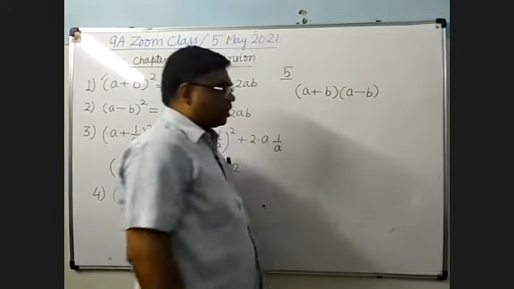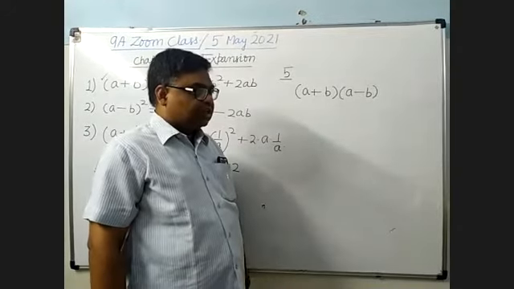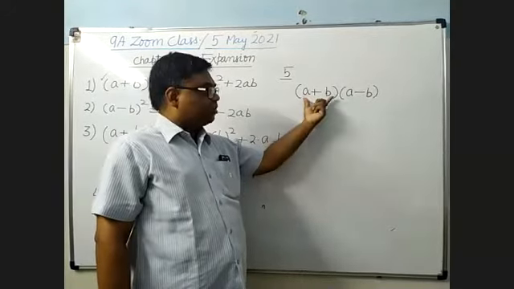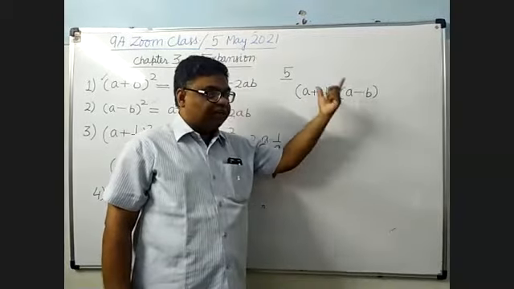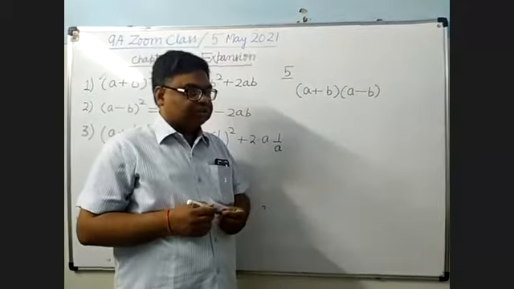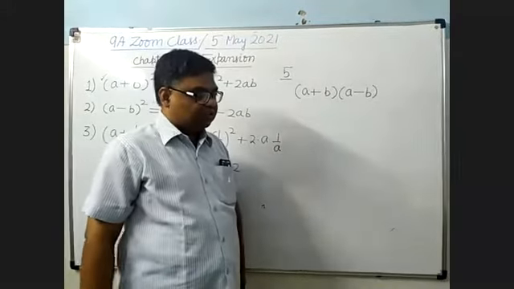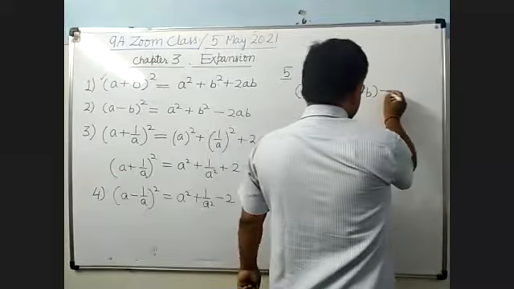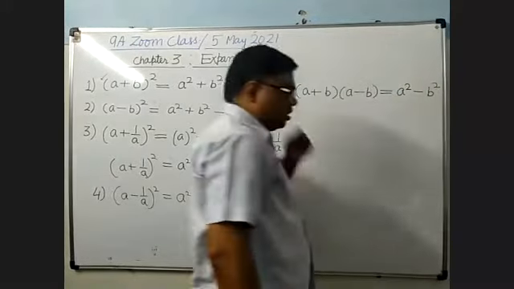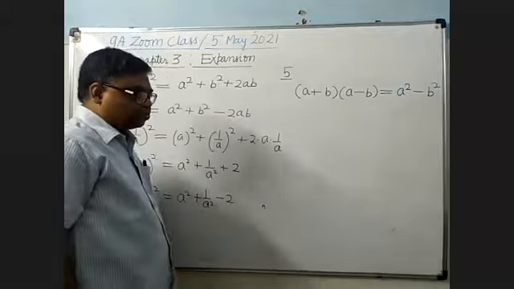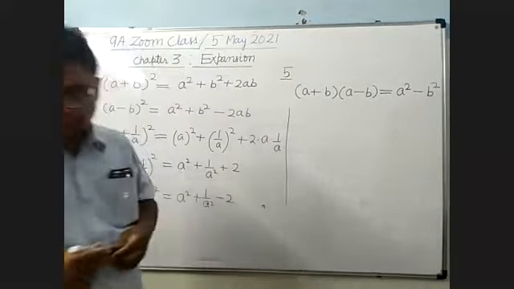Suppose in one bracket there is the sum of two terms, and in the other bracket there is the difference of the same two terms, and both brackets are in the product. In this way, it will be equal to a square minus b square.